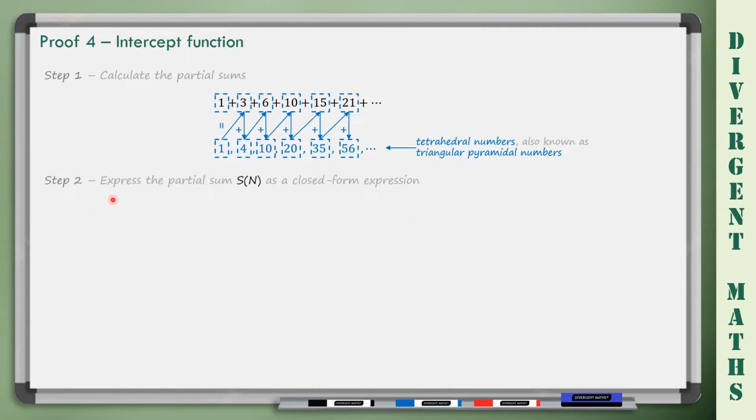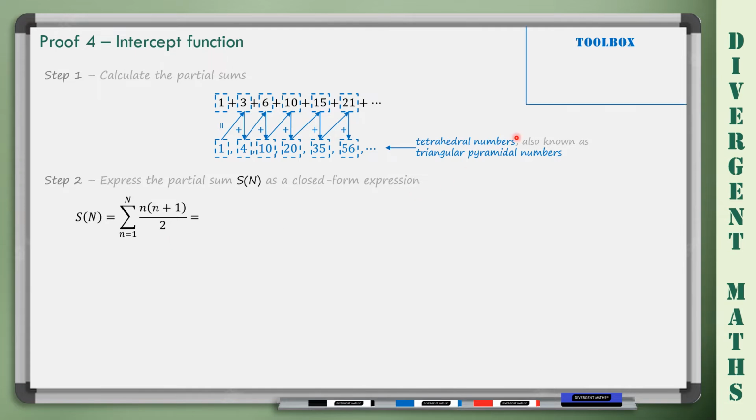So if we express the partial sum S of uppercase N, for sum, uppercase N is the index that I'm using for the sequence of partial sums, lowercase n for the index of the series. So express the partial sum S of N as a closed form expression. That's important, it must be a closed form expression. So S of N, which is the sum from n equal 1 to uppercase N of n plus 1 over 2, which is the expression of triangular numbers.